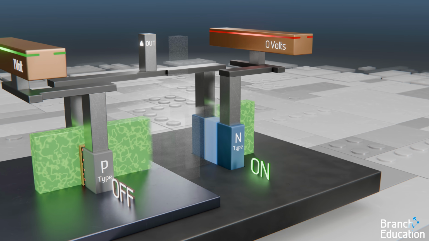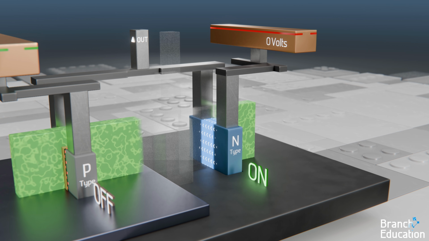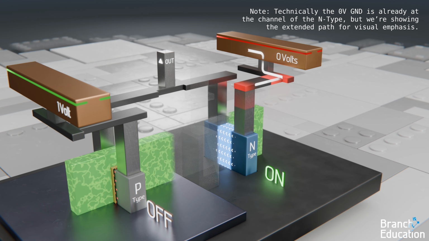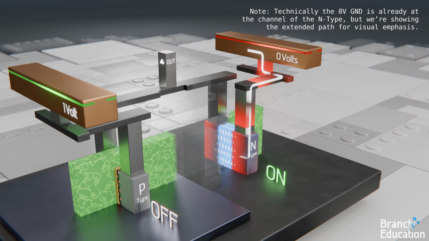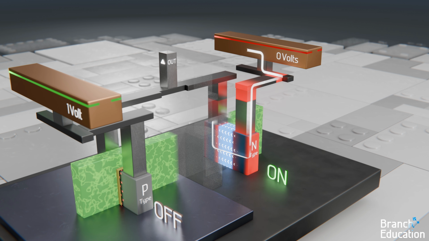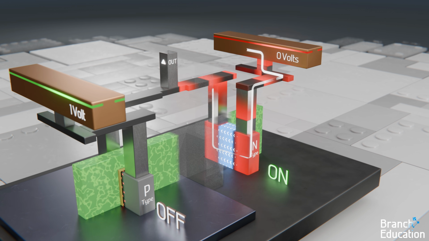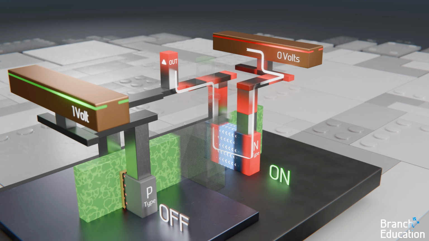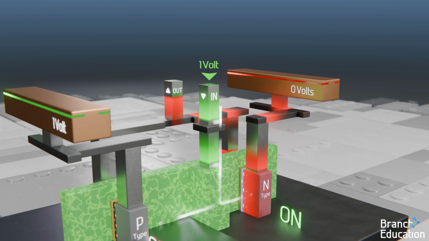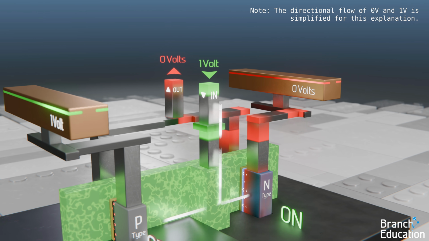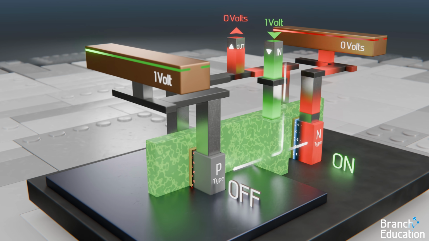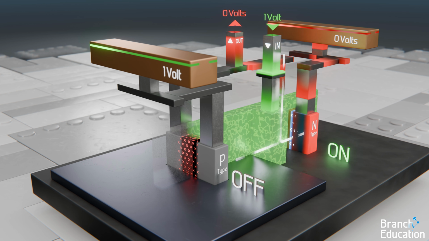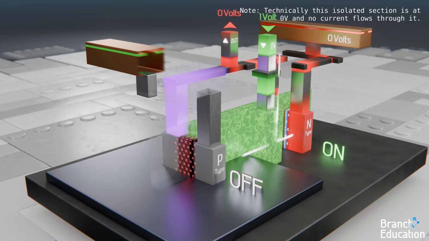With the N-type transistor on, electricity can flow through its channel, which results in 0 volts from the ground rail traveling through the local interconnects, down a vertical via, through the channel of the N-type FinFET, then back up a vertical via on the other side, across a separate section of local interconnects, and finally to the output. Thus, the input of 1 volt results in an output of 0 volts. At the same time, because the same 1 volt input controls the P-type transistor, which is off, no electricity flows through it, and this section of wire is isolated.